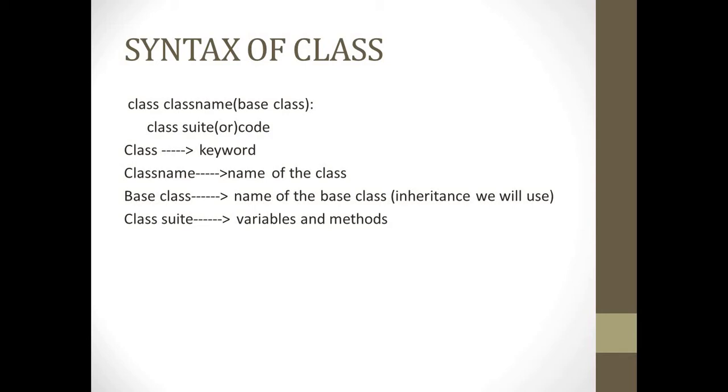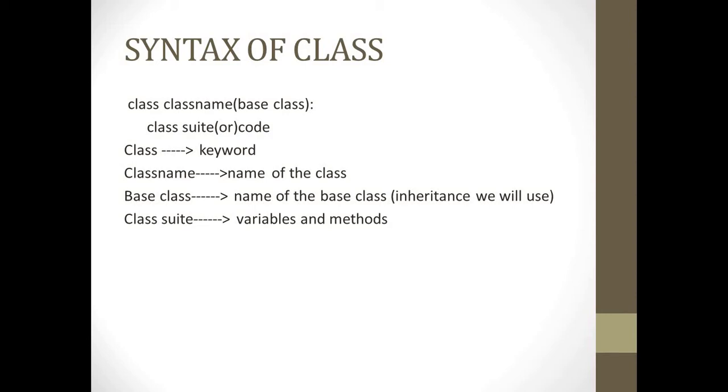First, the keyword class, then the class name, and inside the brackets the base class, and inside that we have to write the code of the class or variables, anything you can write. Class is the keyword and class name is the name of the class. We can give any name. The class name will depend upon the identifier; I already explained about identifiers.